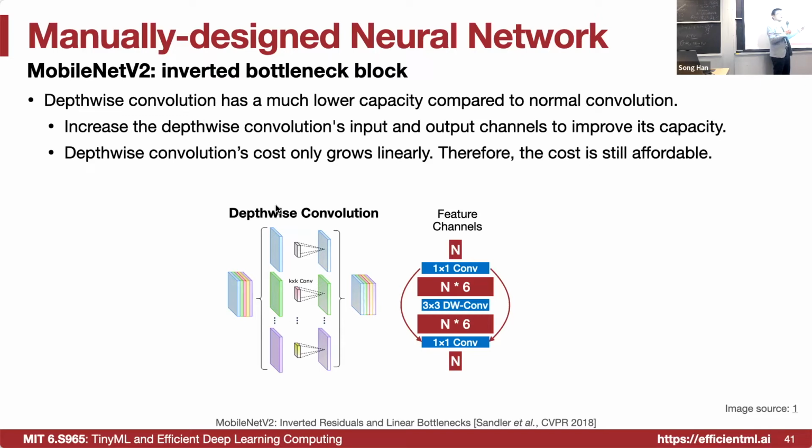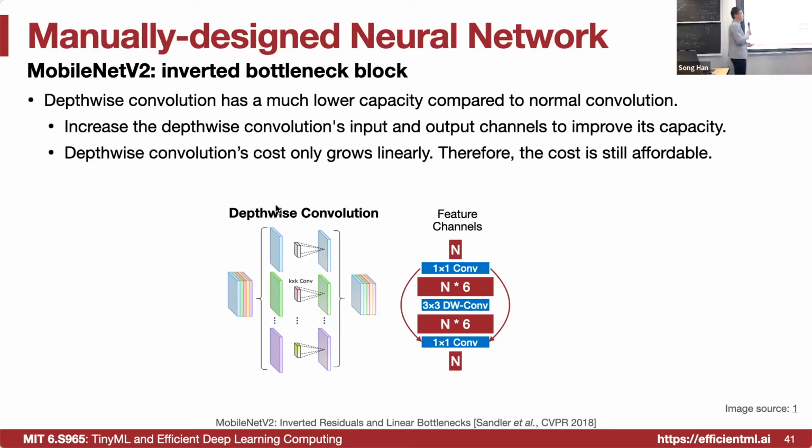Okay, so for the depth-wise convolution, we have a much larger number of input channels. And after depth-wise convolution, we use another 1x1 convolution to project the number of channels back to n, so that we can have this bypass layer from n to n. Okay, so this is the idea for inverted bottleneck.